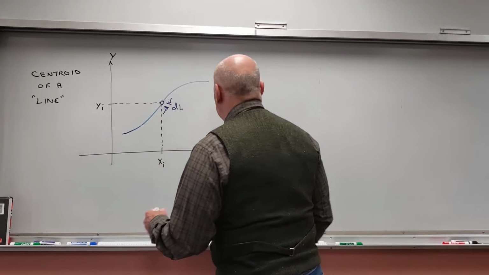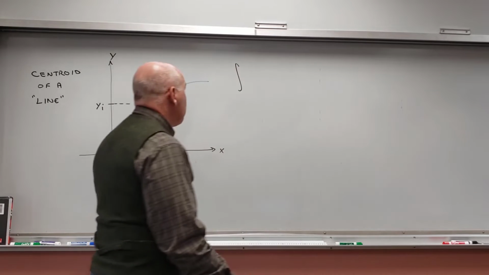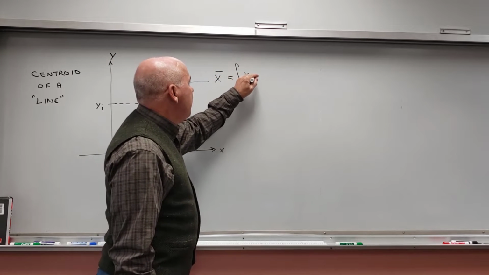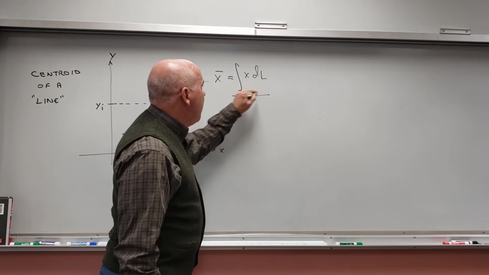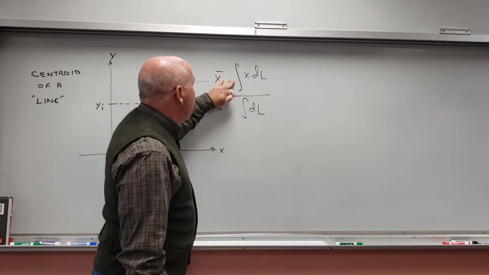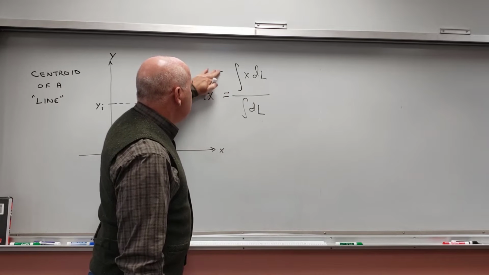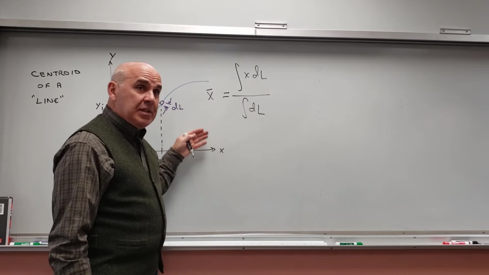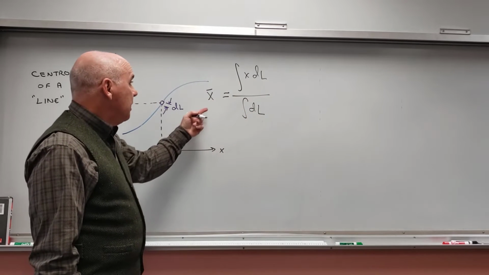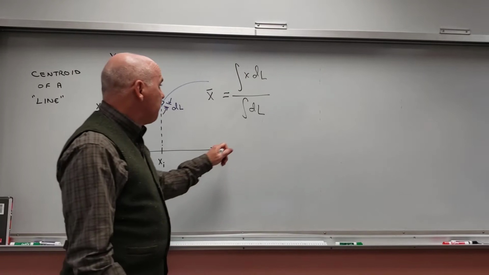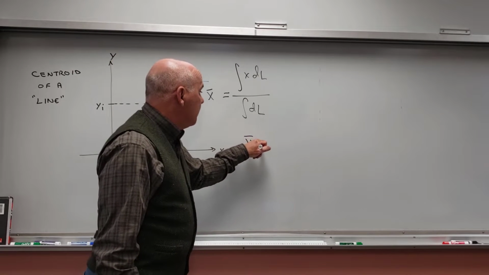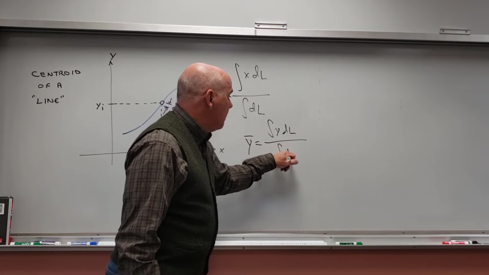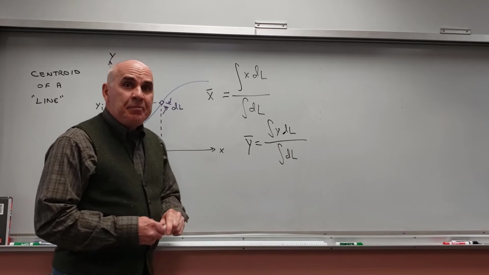So there's a very similar definition here. If I want to know the x bar for this curve, it's going to be the integral of x dl divided by the integral of dl. That gives me the x bar, just like I did x dA divided by the area when I was looking at the centroid of an area. And you can imagine y bar is equal to the integral of y dl over the integral of dl. Same idea.